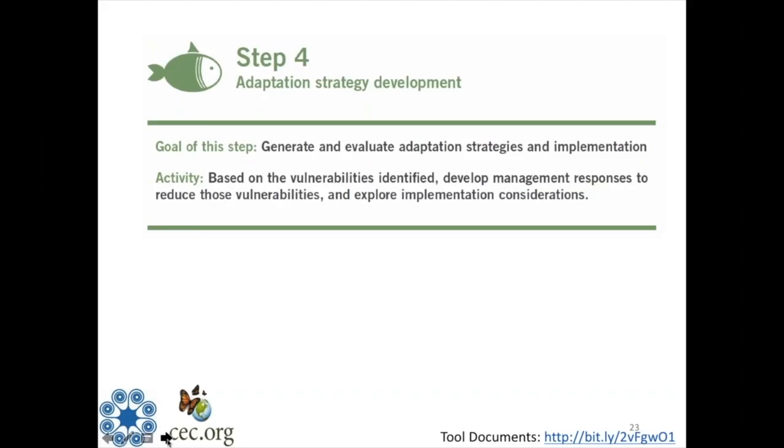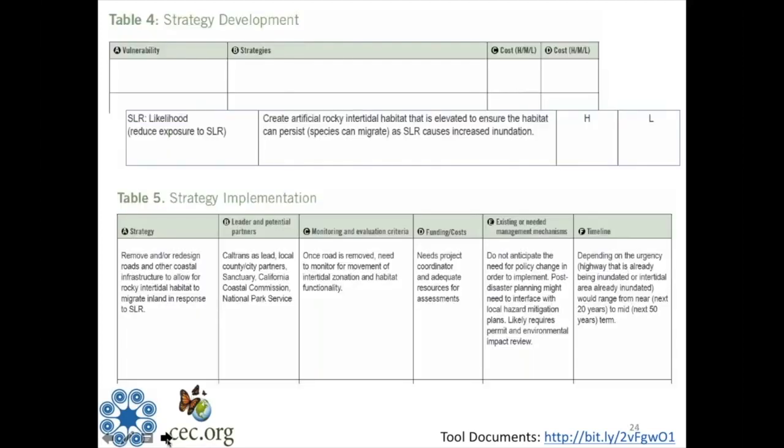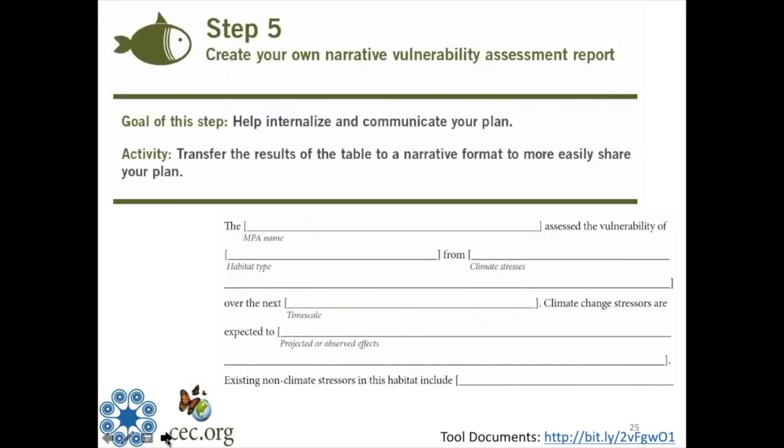Again, in the same context with the same group, after you have identified vulnerabilities, the highest, or if you choose, the most vulnerable systems, you will go through and work on developing adaptation strategies. And again, there's a worksheet set for doing both of these, one for strategy development and one for strategy implementation. Last but not least is getting a final output from this.